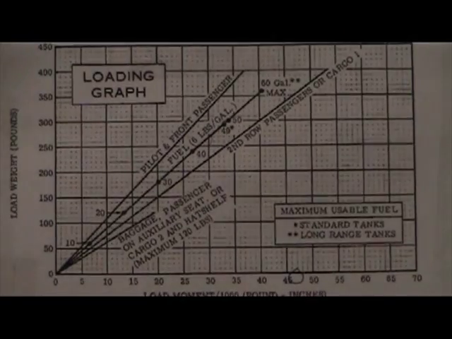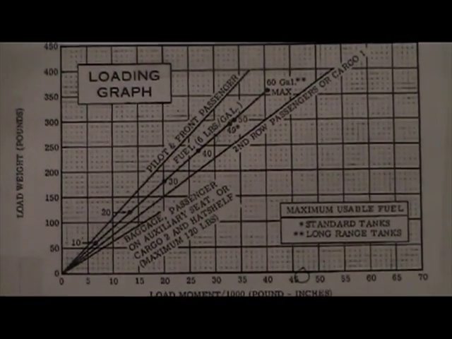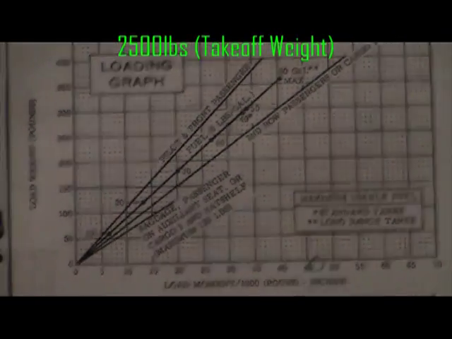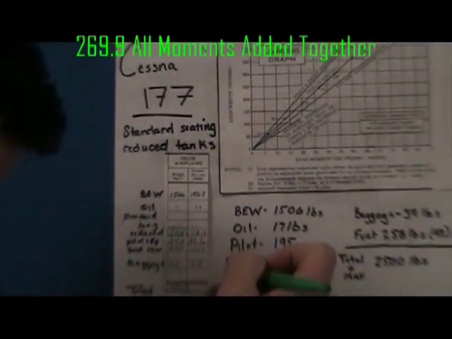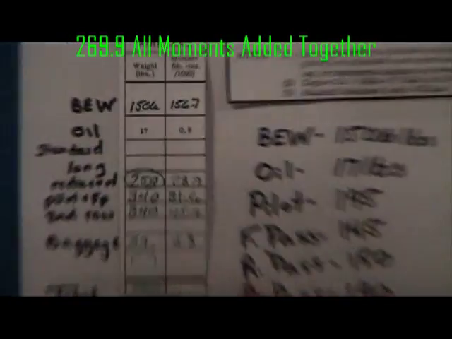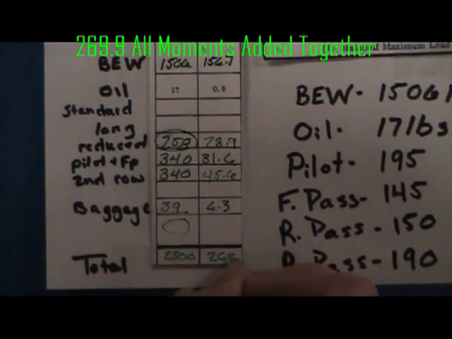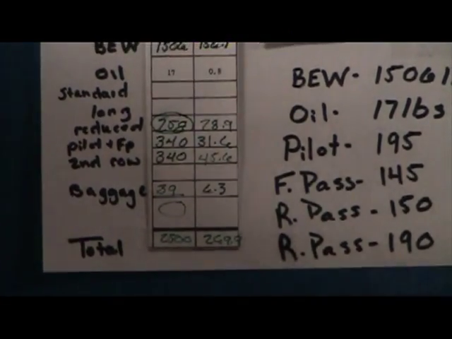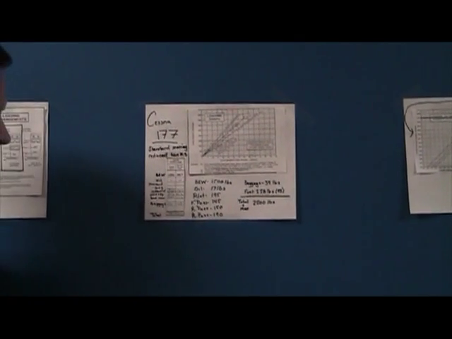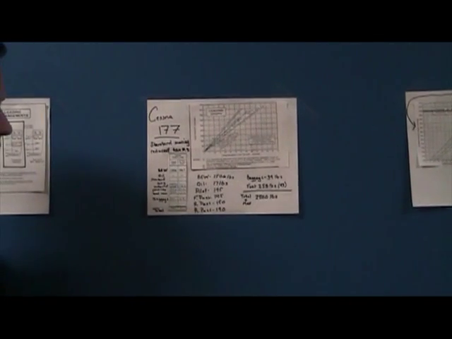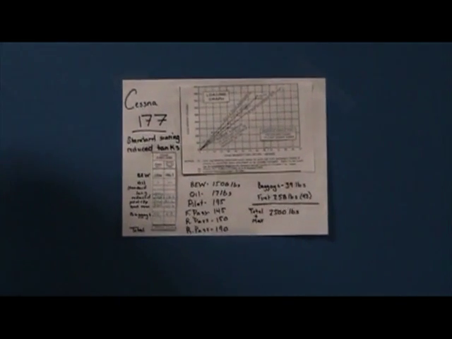We total everything up in these two columns here. Our weight is coming to 2,500 pounds, and our moment is coming to 269.9. We must then check the limitations and make sure that these weights and moments would fit the center of gravity to make sure we aren't overweight.